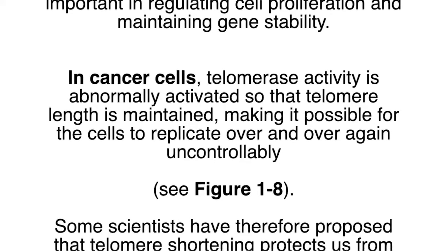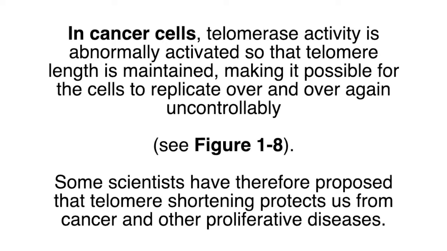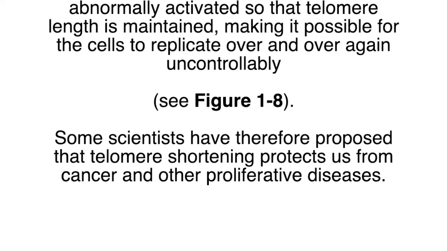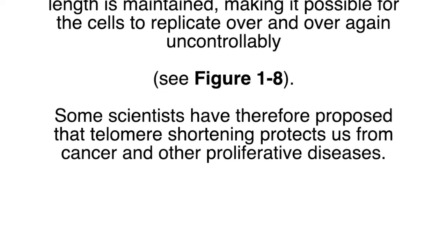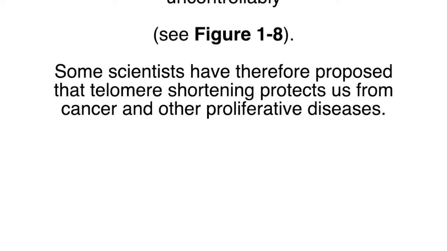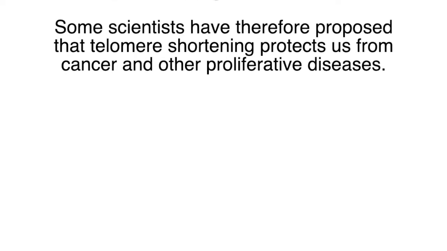In cancer cells, telomerase activity is abnormally activated so that telomere length is maintained, making it possible for the cells to replicate over and over again uncontrollably. See figure 1.8. Some scientists have therefore proposed that telomere shortening protects us from cancer and other proliferative diseases.